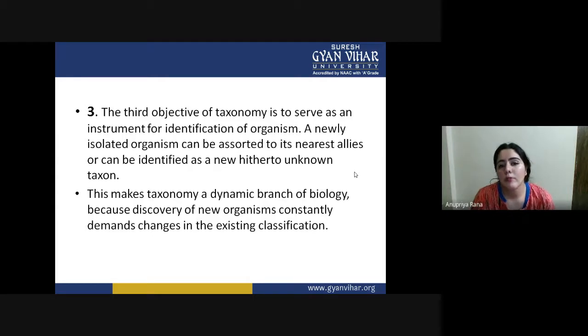So the third objective of taxonomy is to serve as an instrument for identification of organisms. A newly isolated organism can be assigned to its nearest ally or can be identified as a new, hitherto unknown taxon. Okay, so some scientist in the world identifies some new species.